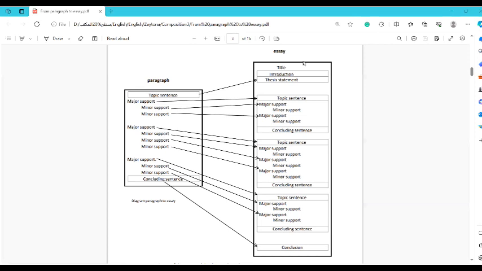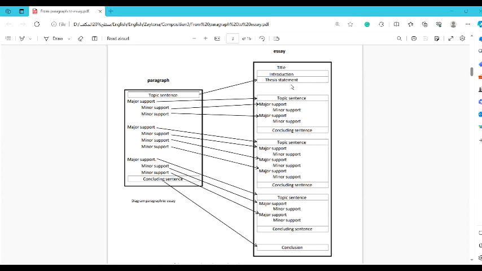As I told you, the topic sentence will be a thesis statement, so it remains as a sentence, okay? But the new thing is the introduction before it. So the introduction and thesis statement will be one paragraph, okay? Here we have major, minor, minor, okay, which will be one paragraph in the essay.